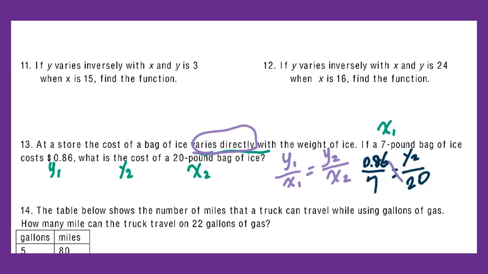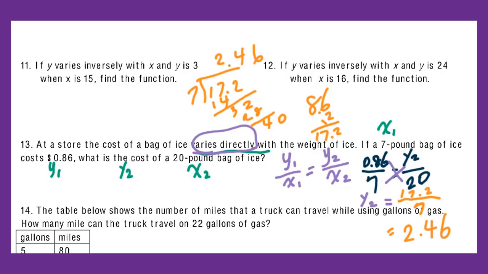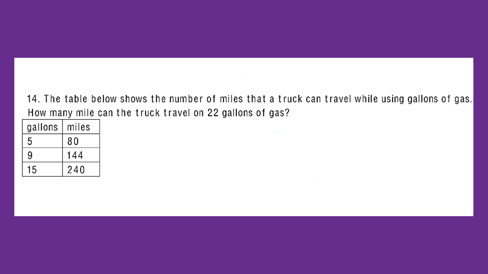So we cross multiply now. You will get y2 equals, with denominator 7, 20 times 0.86, which is 17.2. Then divide by 7, and we get 2.46, which means $2.46. That's the cost.